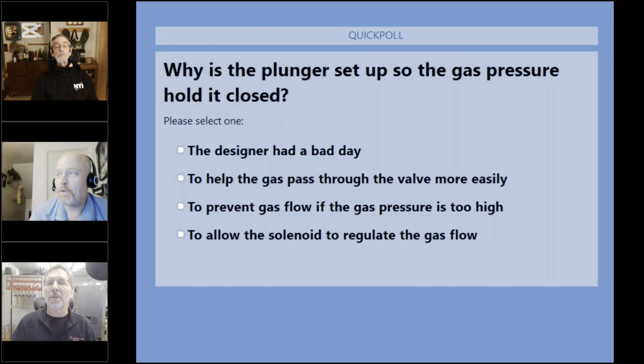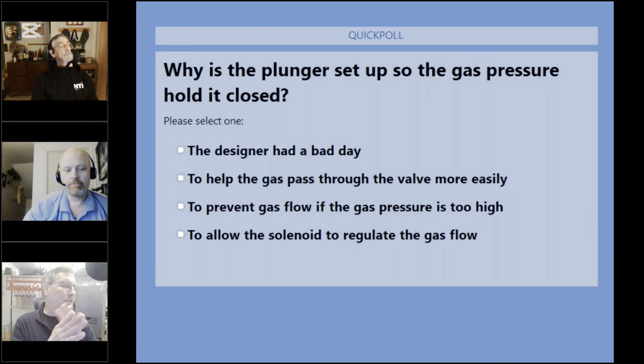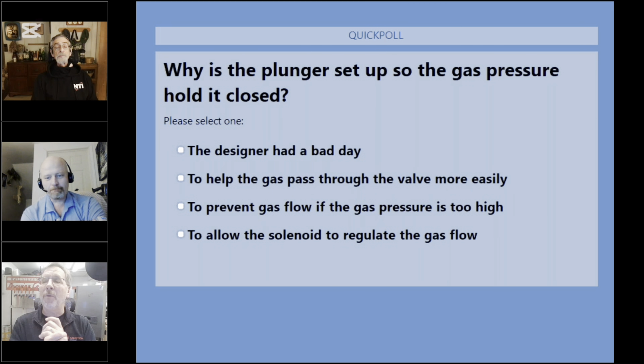It's to help the gas pass through the valve more easily. It's to prevent gas flow if the pressure is too high. It's to allow the solenoid to regulate the gas flow. So everyone type in your answers and let me know what you think the answers are. You have 60 seconds to answer this question, at which point I will allow Ted, if he wants to read the answers of how they're coming in. Totally up to you, Ted, or I can do it.